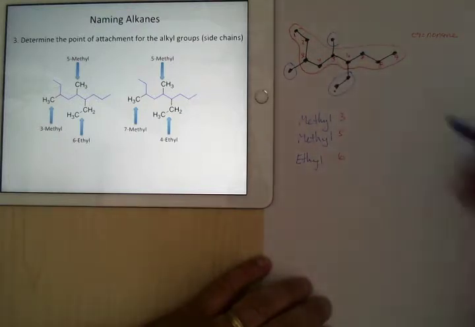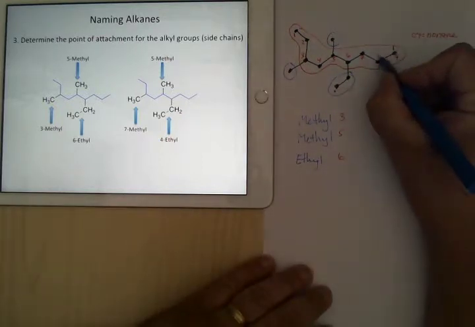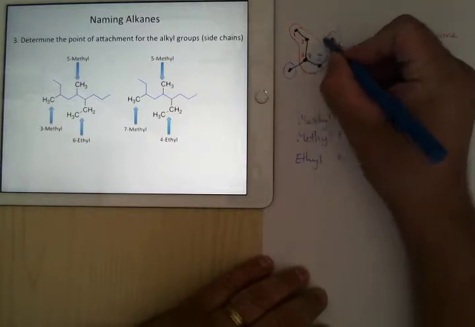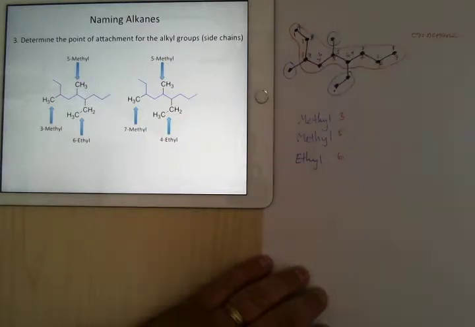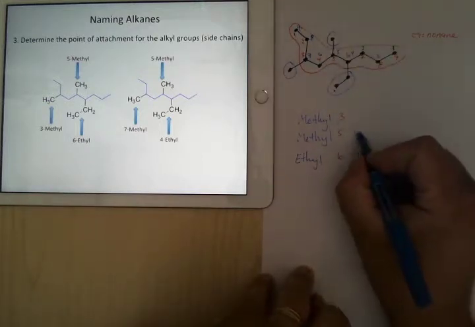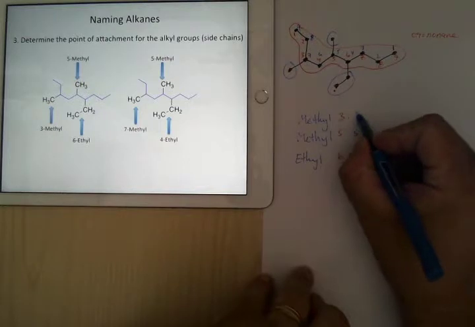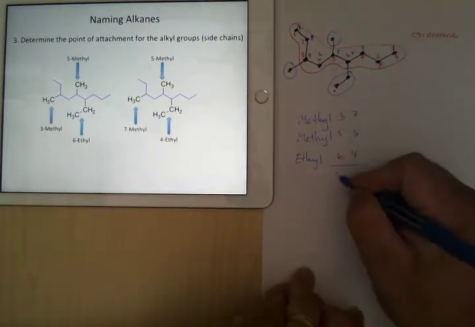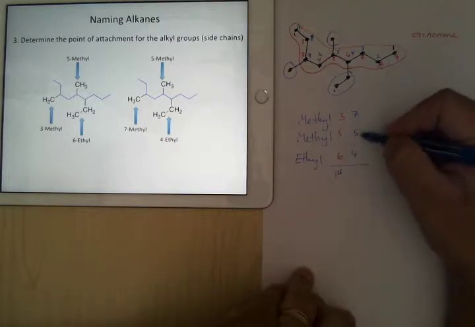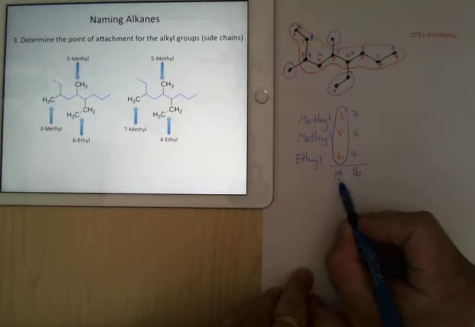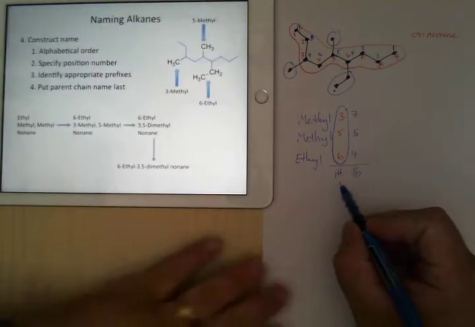The other way you could do it is to say, what if this is number 1? Because we don't know. 1, 2, 3, 4, 5, 6, 7, 8, 9. Here the ethyl is hanging off of 4, this methyl is off of 5, and this one is off of 7. If you add these up, this is 14, and this is 16. So we're going to use these first numbers, because they added up to a lower number.